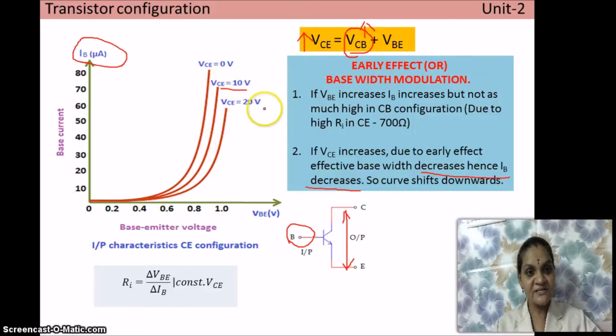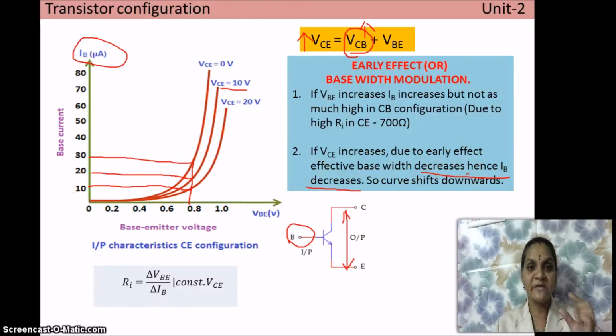Again, if I am still increasing VCB, base current still decreases. When you consider 0.8 volt of VBE, for VCE equal to 0 volt, IB is somewhat high. For the same VBE, if I take VCE equal to 10 volt, the corresponding IB is somewhat less, 20 microamperes only. If I still increase VCE to 20 volt, I still get a decreased value of IB. This is evident here. IB decreases because of the phenomenon called base width modulation, and that is the reason why the curve is shifting in the downward direction.